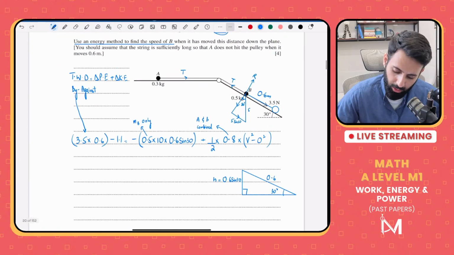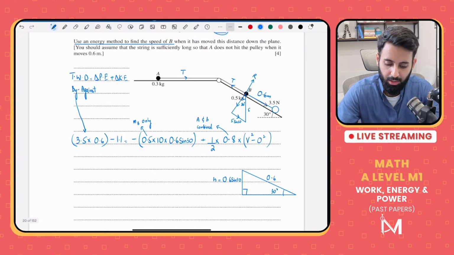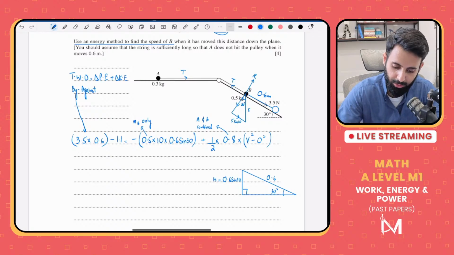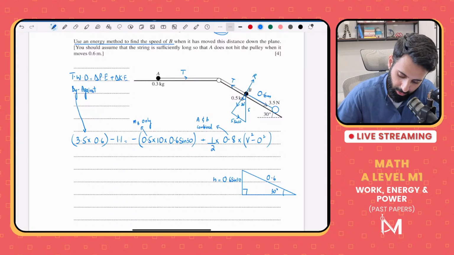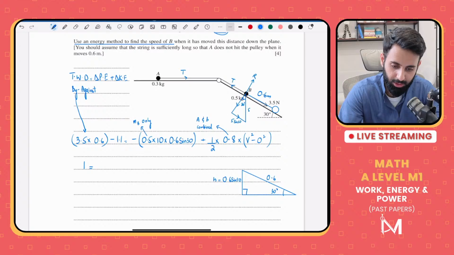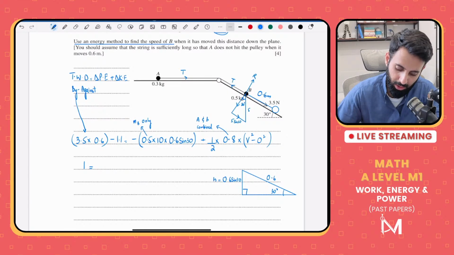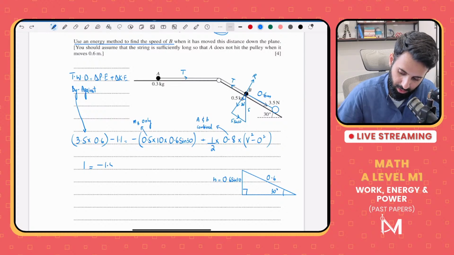Okay, now let's work this out. 3.5 times 0.6, that's equal to 2.1. 2.1 minus 1.1, that's equal to 1. So 1 is equals to 0.5 into 10 into 0.6 sine 30, that's equal to 3 upon 2 or minus 1.5. So minus 1.5, let's write this nicely. Plus 0.4 V square.